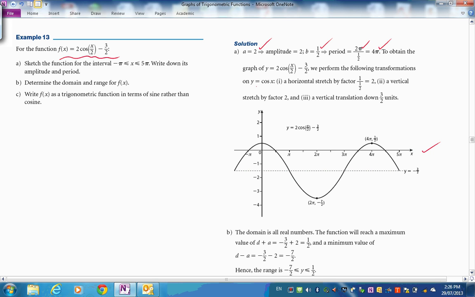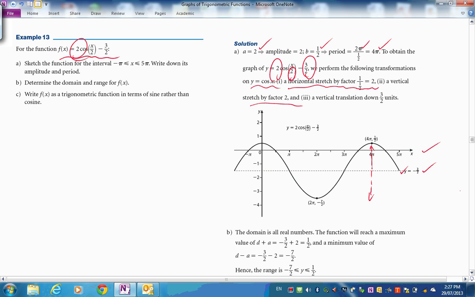We have to do the following transformations. First of all, a horizontal stretch by a factor of 2 here, and here that's going to be stretching out, and then a vertical stretch by a factor of 2. What one is that? That's going to be the number in front here. So we've got an amplitude here of 2 either way, and then it's gone down -3/2. So these are the key numbers here that we're trying to do.